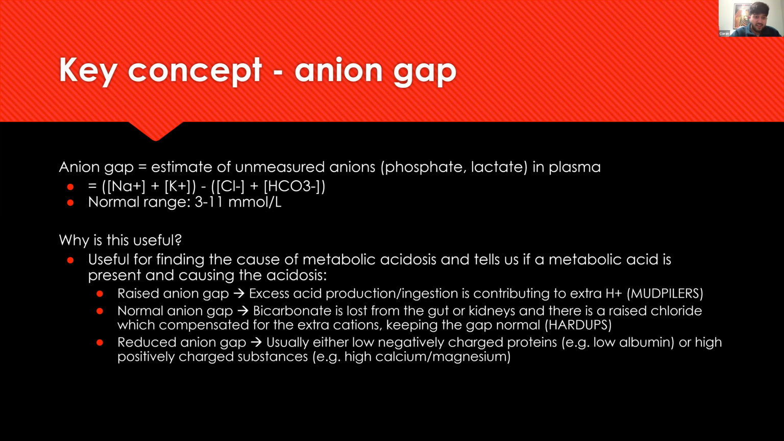You may have a normal anion gap. That's typically where bicarbonate is lost from the gut or kidneys, and there's a raised chloride, which is compensated for by the extra cations, keeping the gap normal. Similarly, there's an acronym, HARDUPS, which you could go away and learn, but again, that's kind of small print, which will give you a differential for normal anion gap metabolic acidosis. And then finally, we've got reduced anion gap metabolic acidosis, which is usually when there are low negatively charged proteins, for example, low albumin, hypoalbuminemia, or a high positively charged substance concentration, for example, high calcium or high magnesium.